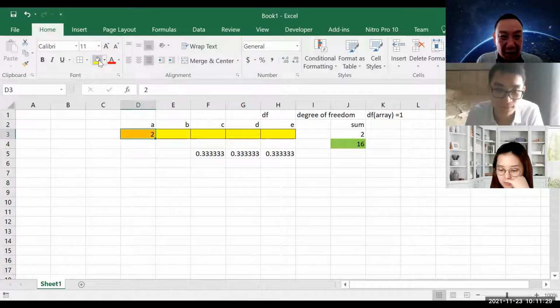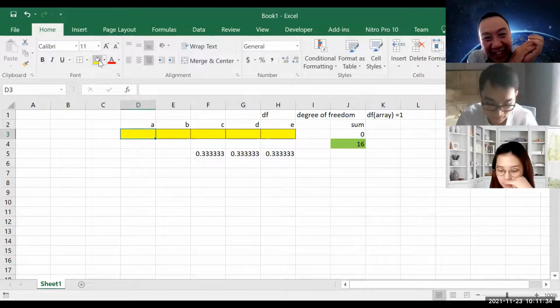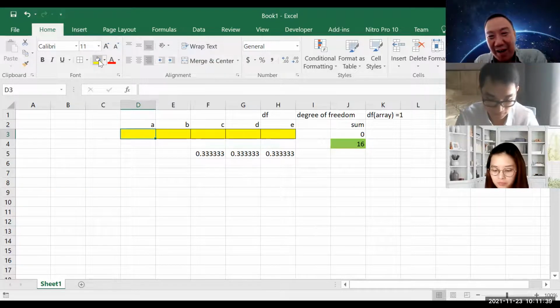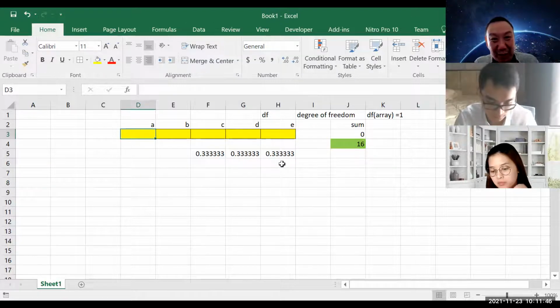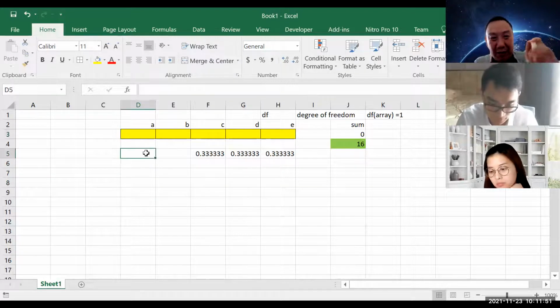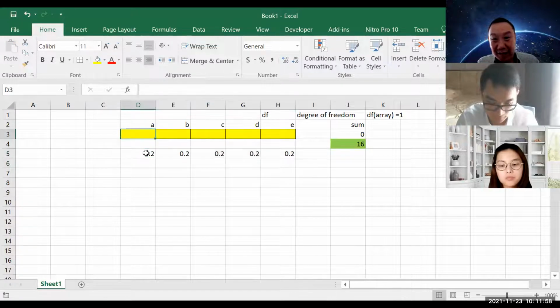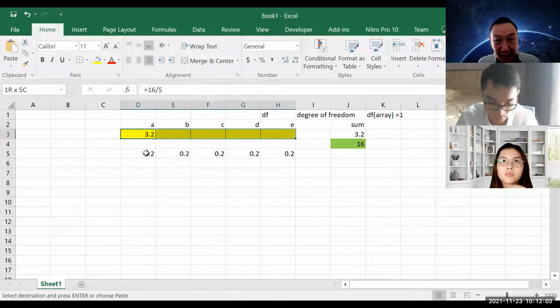How about if everything is empty? I have 5 empty slots, and I want the sum to be 16. What will be the value? Then you will say, okay, 16 minus 0 divided by 5, right? So the probability will be 0.2. So this is 16 divided by 5.